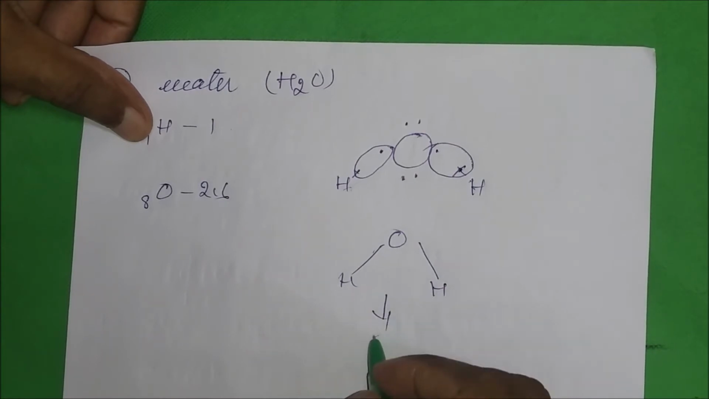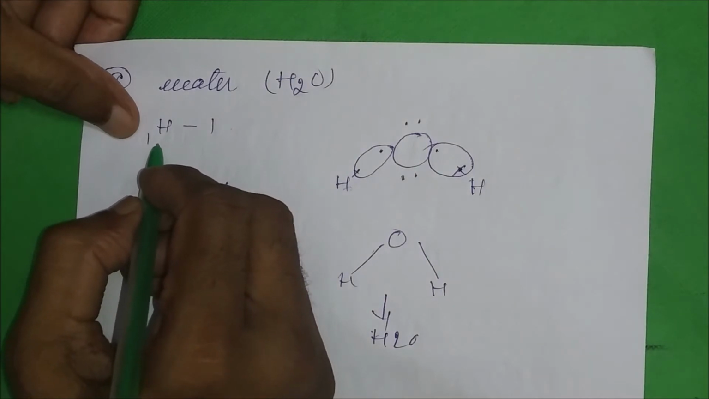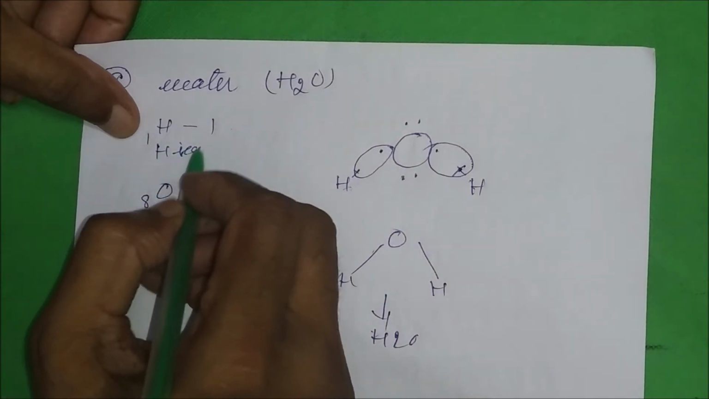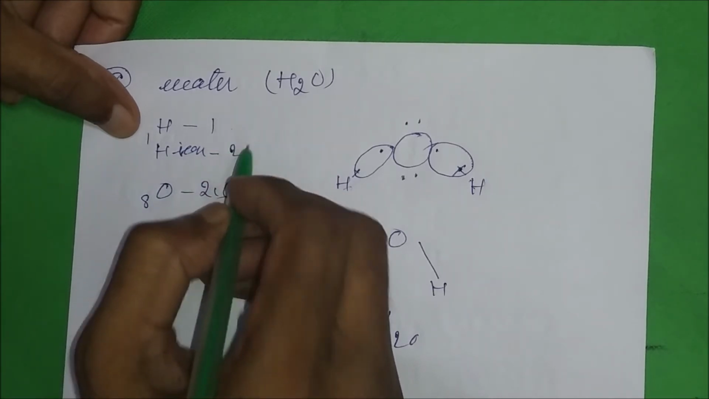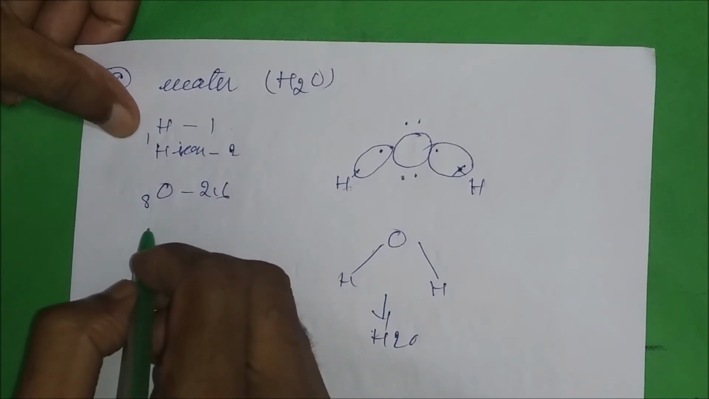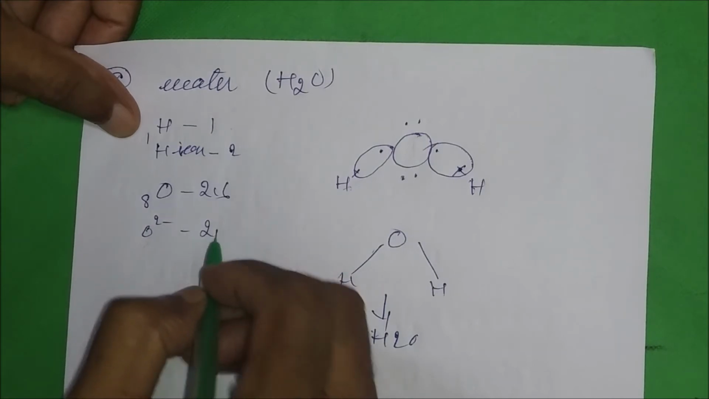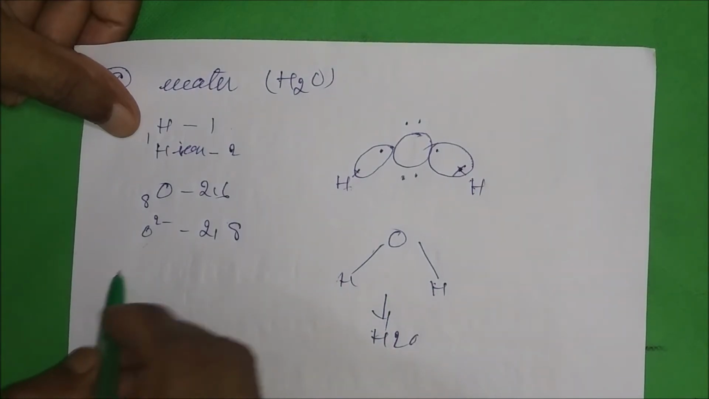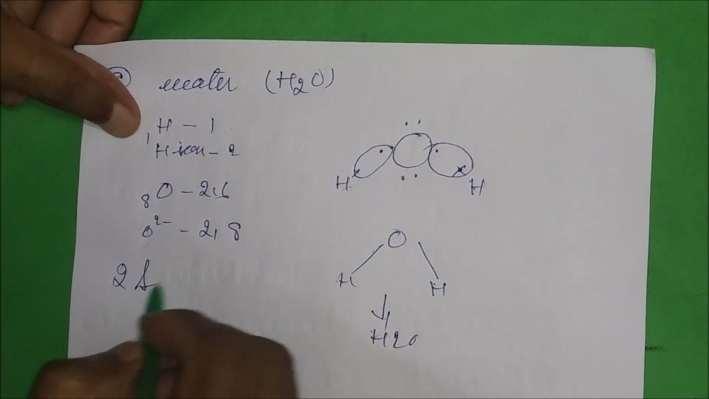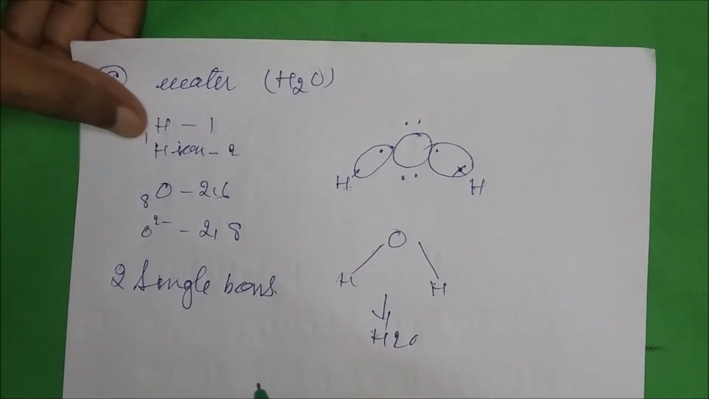So this becomes H2O. Now what happens to the ions here? Hydrogen ion, then it becomes 2, right? And oxygen is what here? It was 2 minus, so it will be 2 and 8. Simple. So what type of bond is here? 2 single bonds, right? These are the 2 single bonds. Is it clear? Okay.